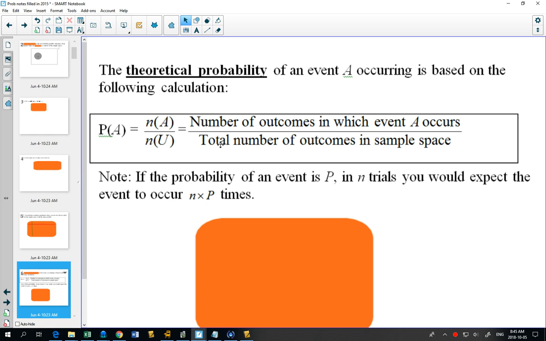The theoretical probability of an event is based on the following calculation. So theoretically, you have the total number of outcomes in your sample space, and then you take a certain event, like rolling a 7 on a pair of dice, and since that happens 6 times and there's 36 possibilities, then the theoretical probability of rolling a 7 is 6 out of 36. But that doesn't mean if I roll the dice 36 times, I will get a 7 exactly 6 times. It doesn't work that way.